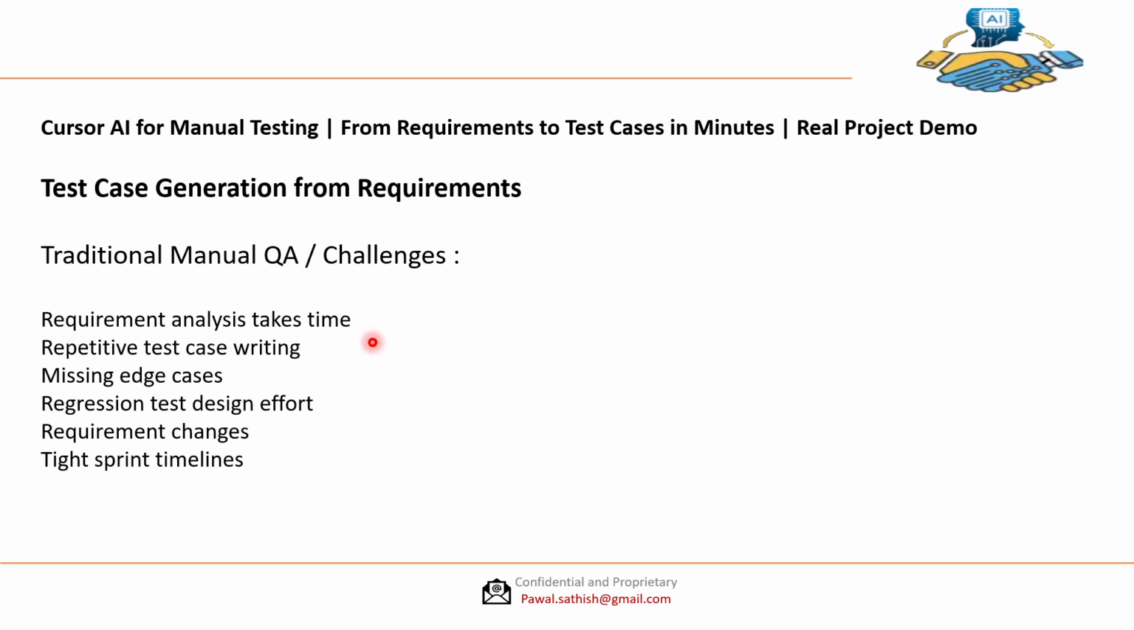It sometimes takes time. Then we are designing the manual test cases. Maybe it's repetitive. Sometimes we are missing the edge cases. Then we are also identifying the test design effort on regression. And in case requirements get changed, then again we need to revisit the test cases and modify them, and all these things we need to do within a sprint timeline.